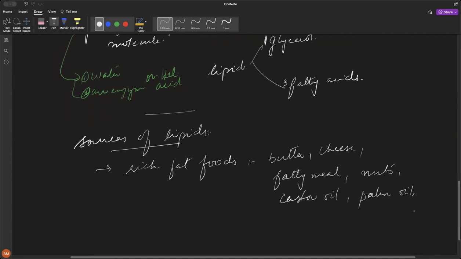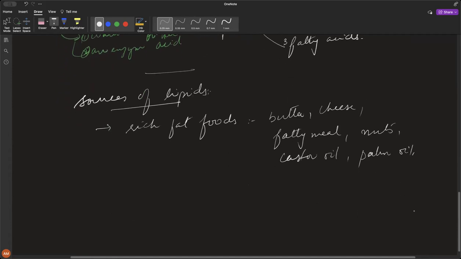Is that clear? You have to keep in mind there are certain fishes that do not have a lot of fat in them. They have a lot of protein in them. Sometimes you have to be careful in answering the question. We'll see. Sources of fat, do you understand?